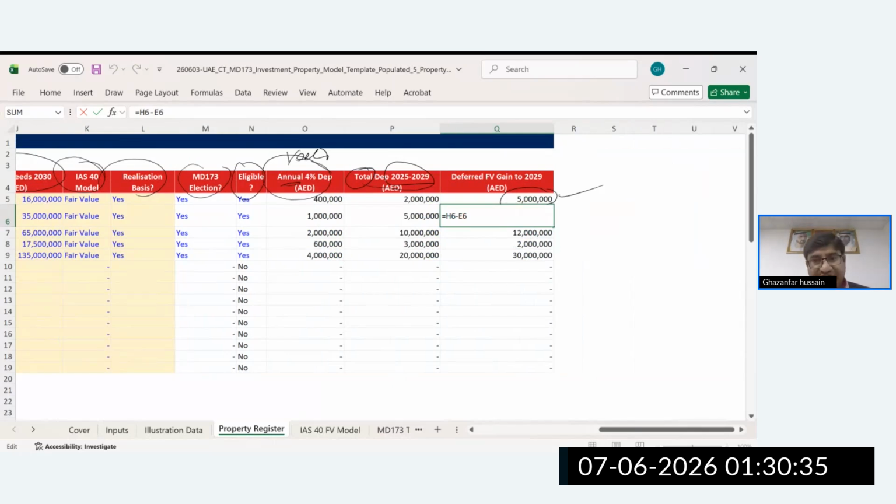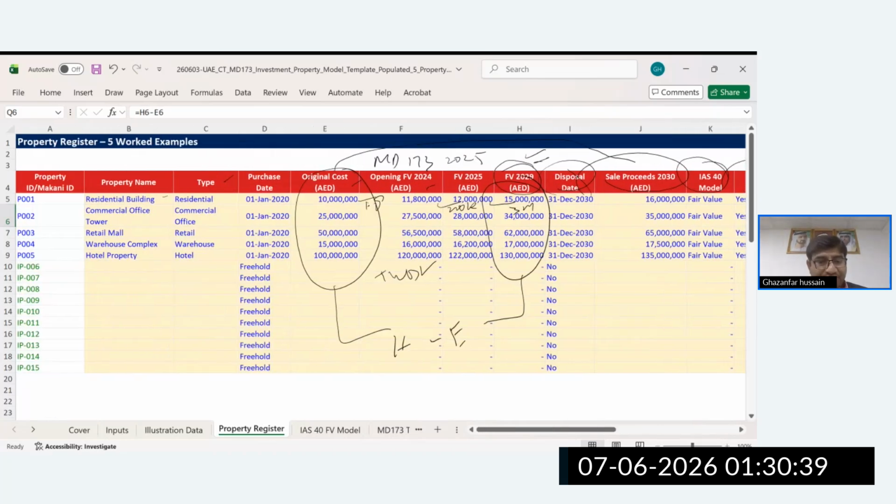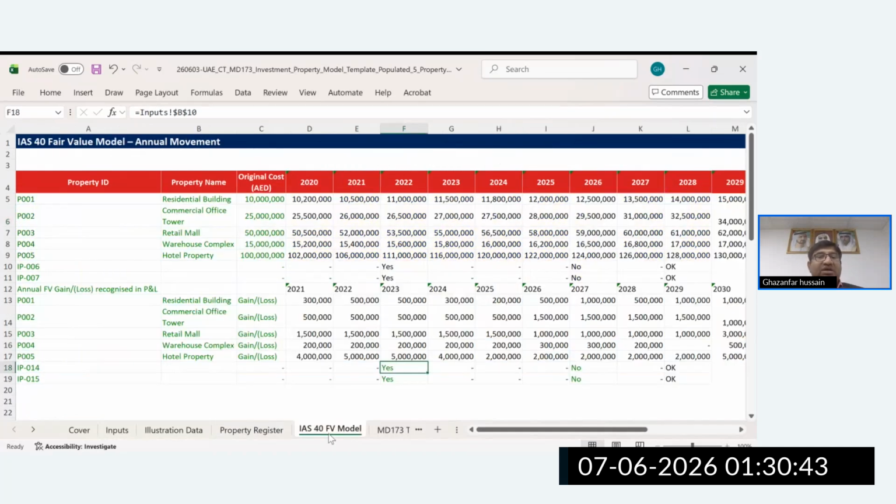In the same fashion, if you go to the example below, the same calculation is there. So this is the property register. Now we are looking at recategorizing or redesigning as per the investment property application. As per the investment property application, just for better understanding, they have shown the profit and loss, the gains and losses recorded, and how these gains and losses will be affecting.